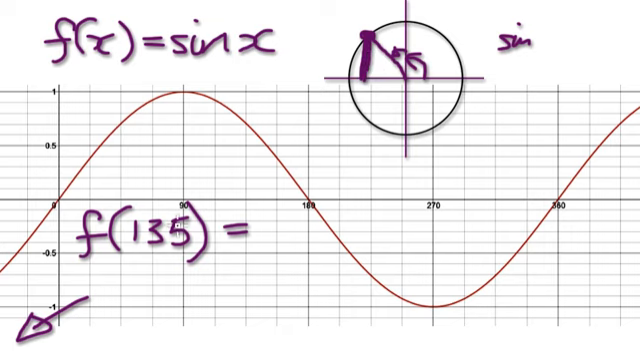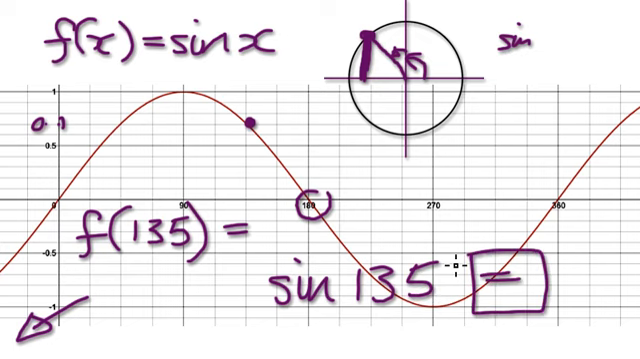Okay, so you can either use this graph here. 180 is here, 135 is probably here. So it's probably about 1, 2, 3, 4. So it's probably about 0.7 around there. Or you can use your calculator and punch in sine 135 and then press equal. Then it will give you 0.7 or whatever. It will be around about 0.7.